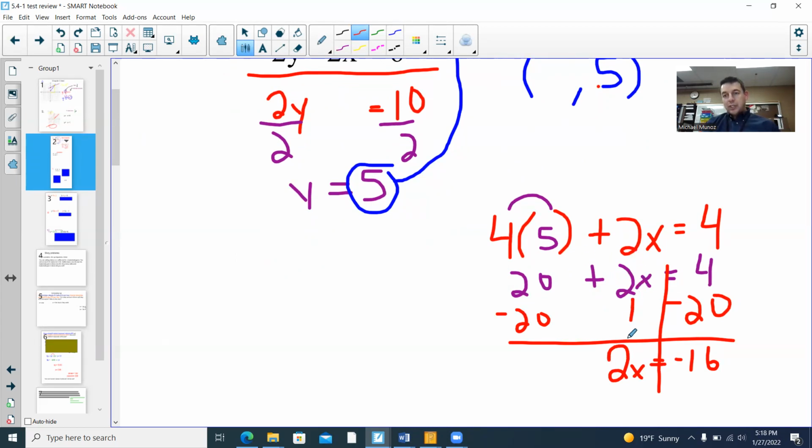Just bringing that 2x straight down. Next, I would divide by 2 to get x alone, and negative 16 divided by 2 is a negative 8. So now I figured out what x is. I can plug that in. My answer is negative 8, 5.